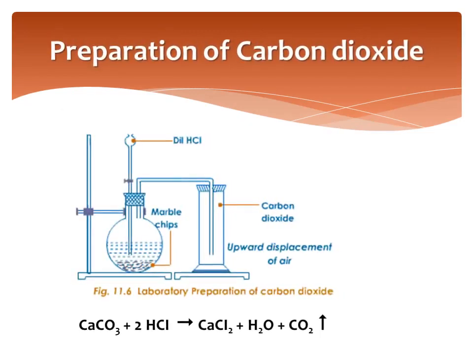Now let us see how carbon dioxide gas is produced in the laboratory. Some pieces of calcium carbonate, that is limestone, are taken in a round bottom flask. The flask is fitted with a two-hole cork bearing the thistle funnel. Hydrochloric acid is slowly added through the thistle funnel. You have to make sure that the lower end of the thistle funnel is immersed in the hydrochloric acid. A chemical reaction takes place between calcium carbonate and hydrochloric acid, and carbon dioxide gas is gradually evolved. The gas is then collected in 4 to 5 gas jars by the upward displacement of air.